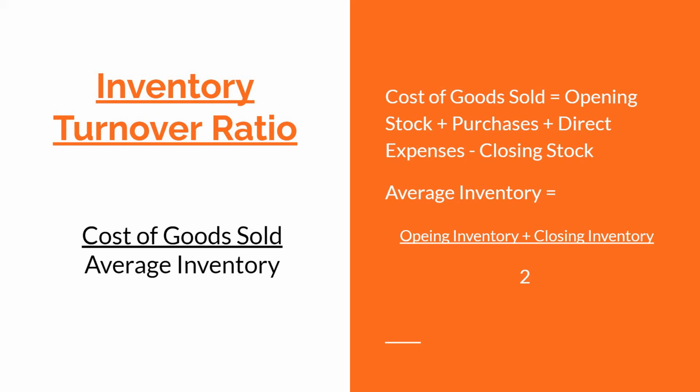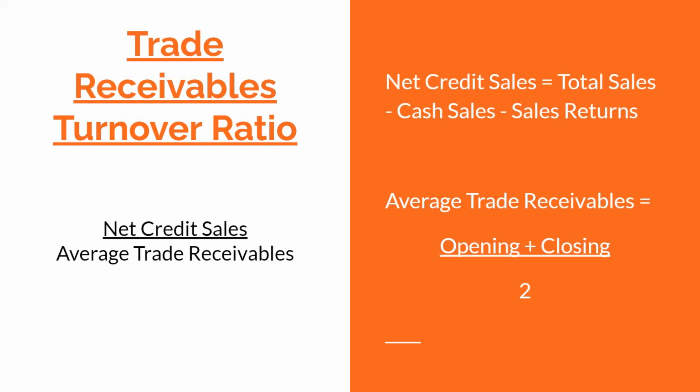Let's suppose your cost of goods sold is 8,000 and your average inventory is 2,000. So you will have an inventory turnover ratio of 8,000 divided by 2,000, which is equal to 4, which is a very strong ratio. Okay, the next one that we have is the trade receivables turnover ratio.